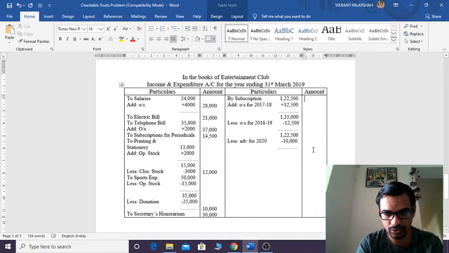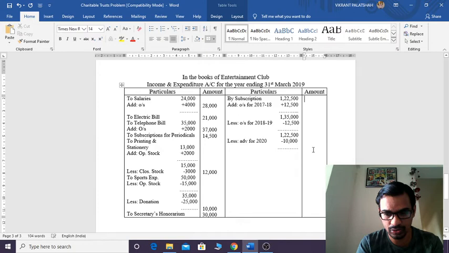Furniture costing rupees 8,000 was sold in the market for rupees 10,000. So there is a profit on that. How much is the profit? 2,000. And that profit we have to record there. And this 10,000 is a capital receipt, which we have to mention under the balance sheet. Understood this?